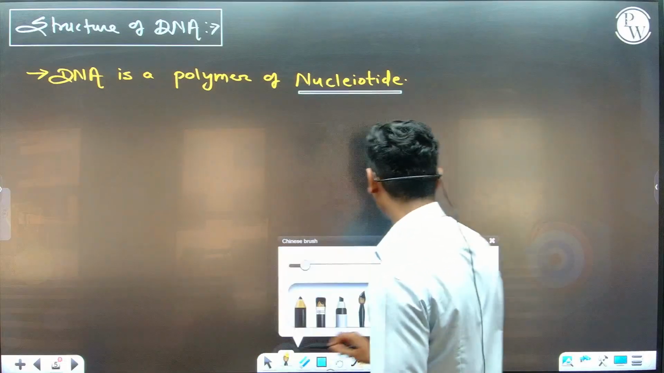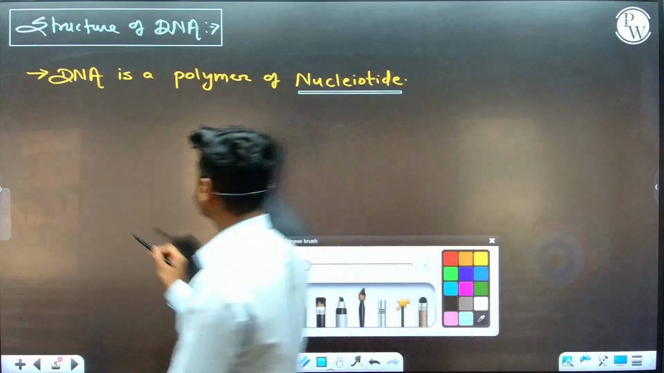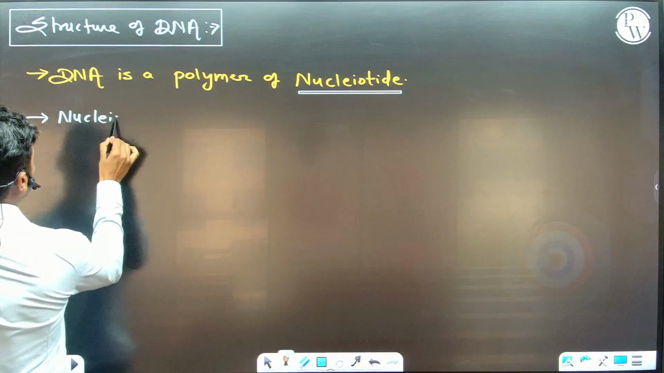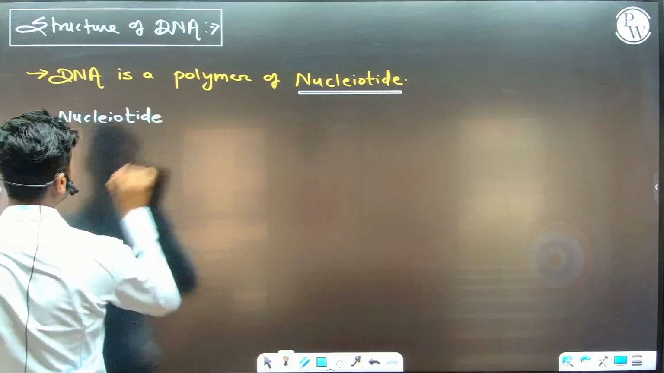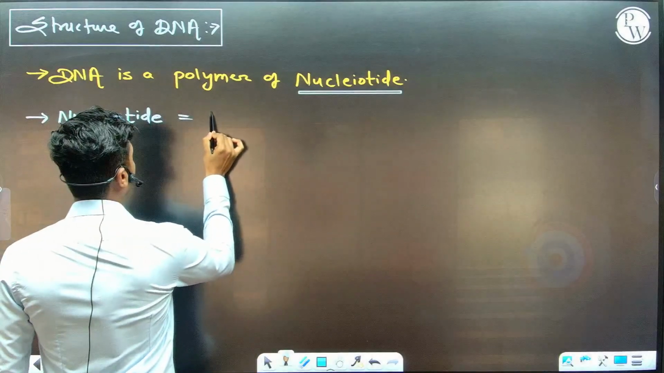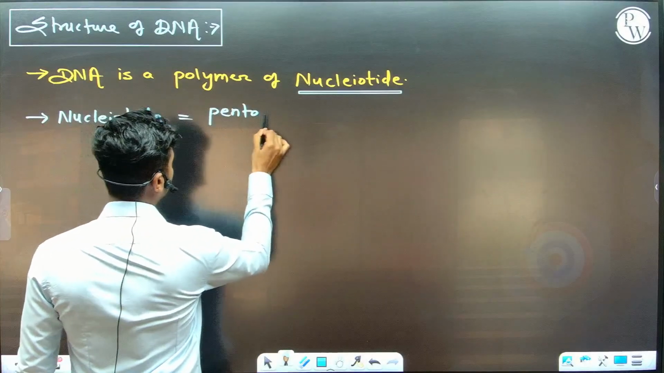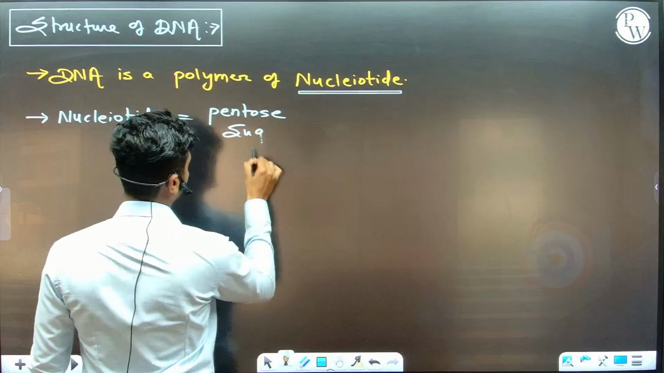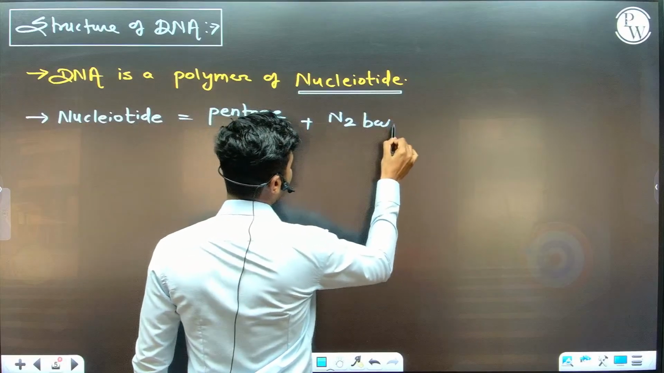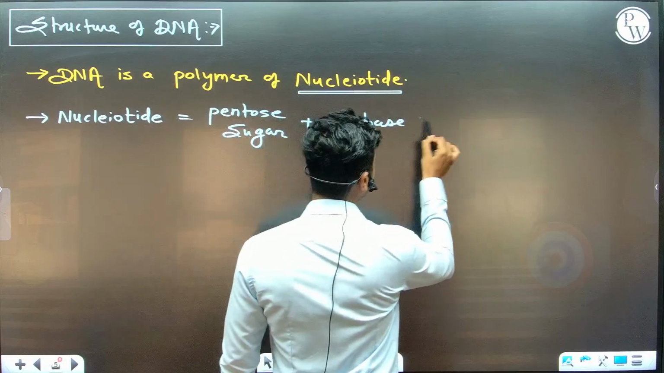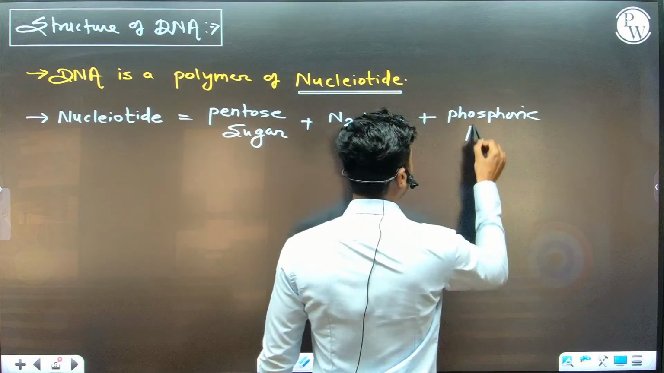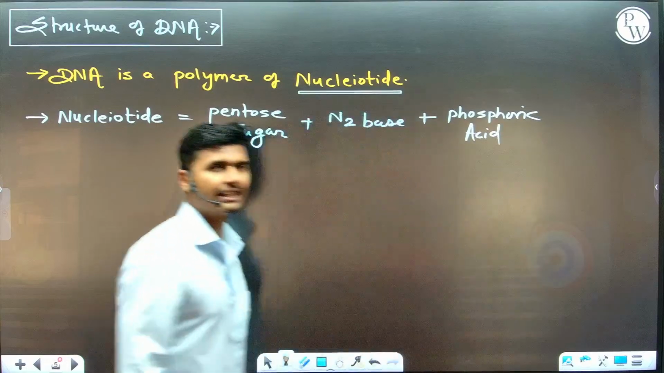So second point I am writing here: nucleotide is equal to pentose sugar plus N2 base, meaning nitrogen base, and the third component, phosphoric acid. The third component is phosphoric acid.